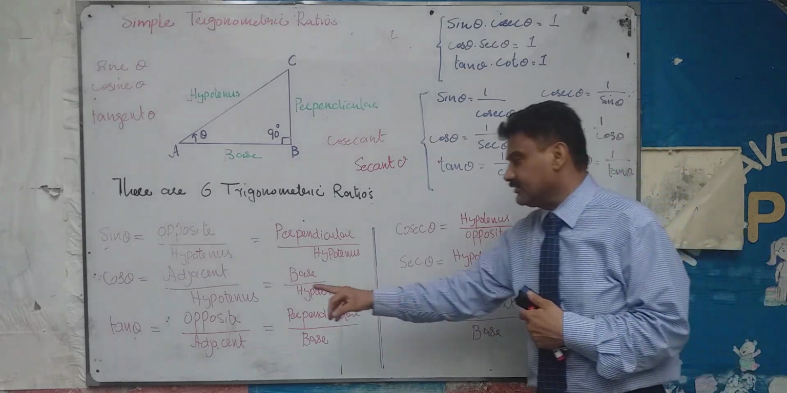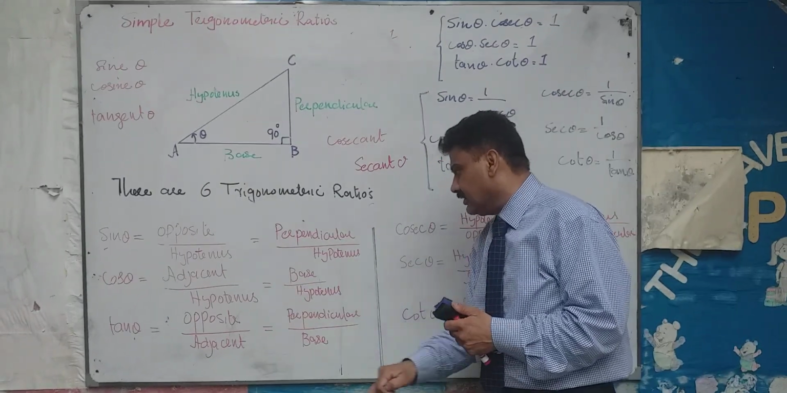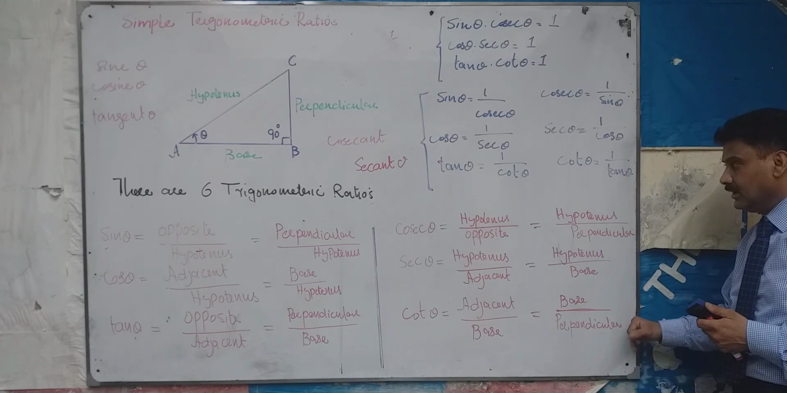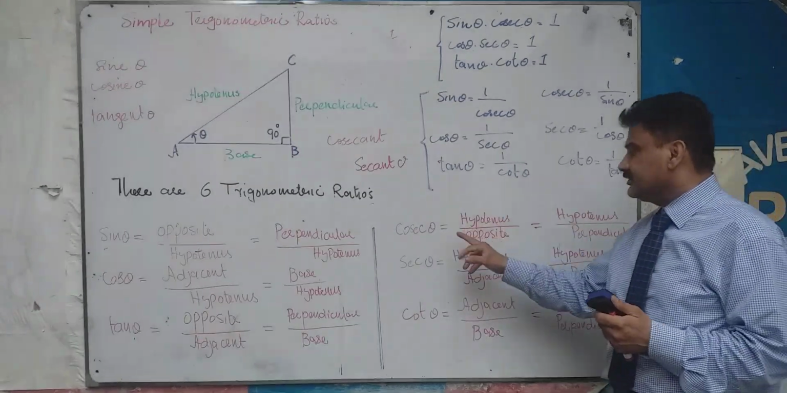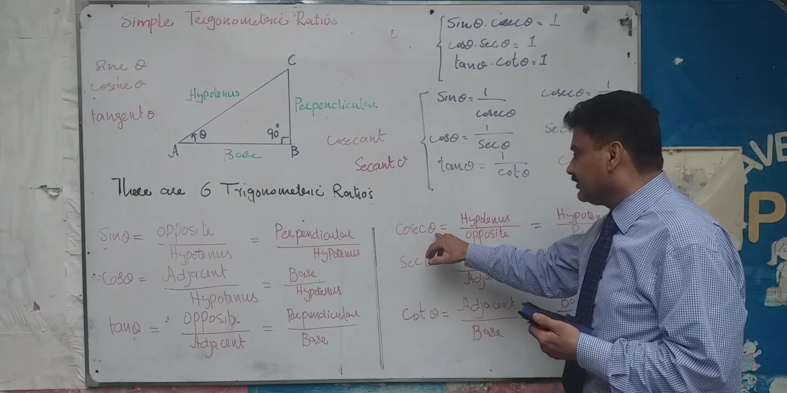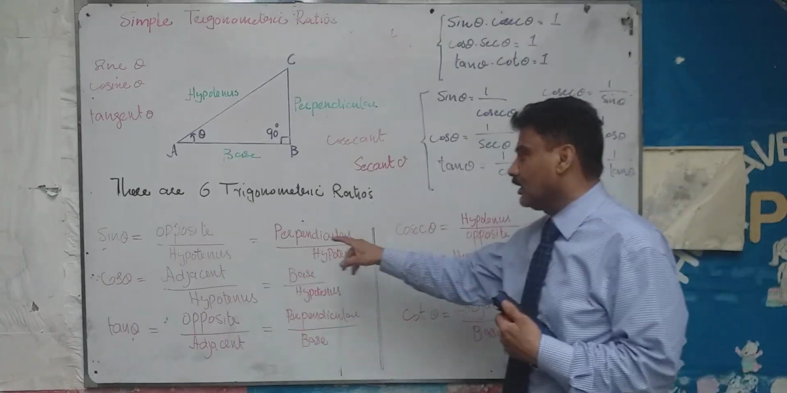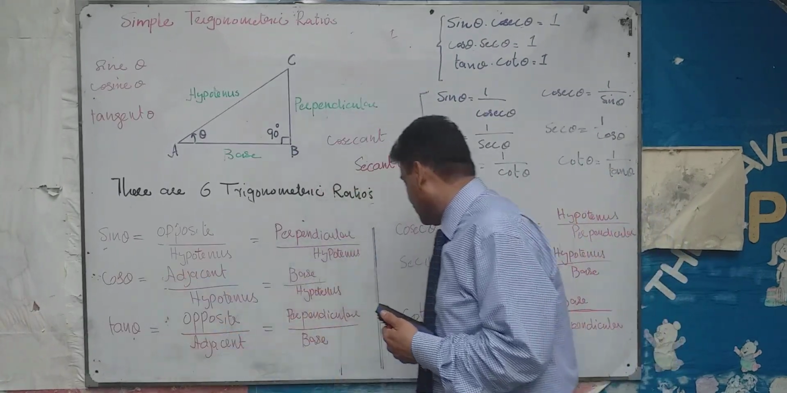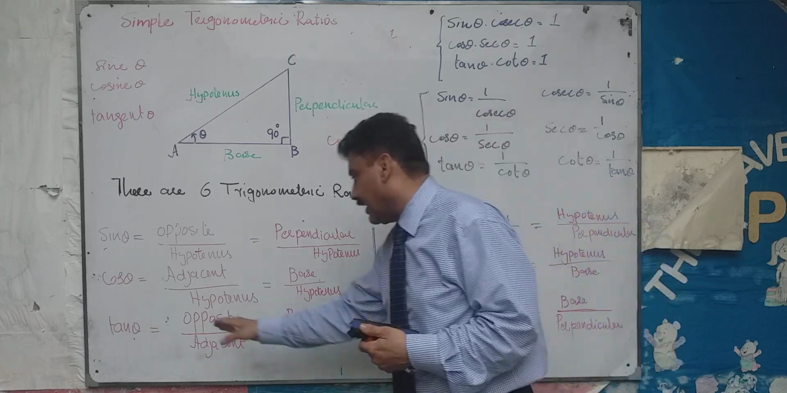Similarly, tan theta is the trigonometric ratio between perpendicular and base, and cot theta is the trigonometric ratio between base over perpendicular. Cosecant theta is the reciprocal of sin theta, secant theta is the reciprocal of cos theta, and cot theta is the reciprocal of tan theta.